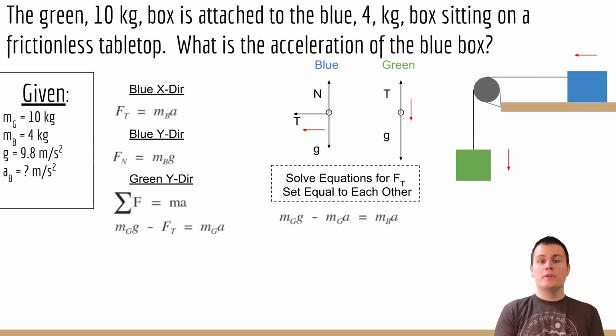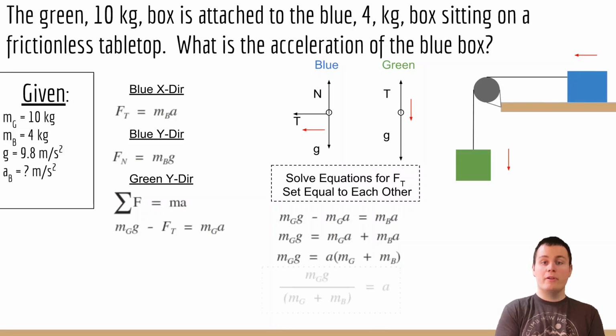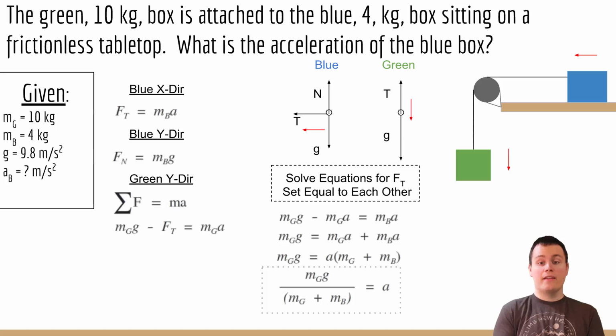Now, all we want to do is solve for the acceleration by itself, so we're just going to do a little algebra. Once we've done that, we find that the acceleration is equal to the mass of the green block times gravity, all divided by the total mass of the green and the blue block together. Then we just plug in the numbers from the question, and we find that the acceleration of the blocks is equal to 7 meters per second squared.